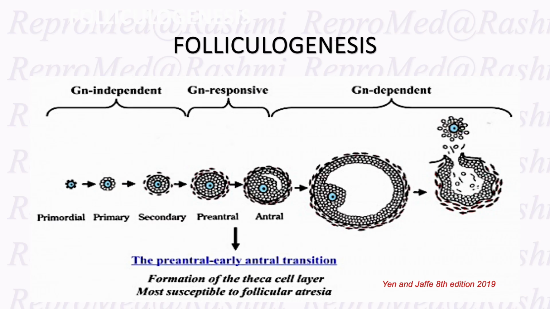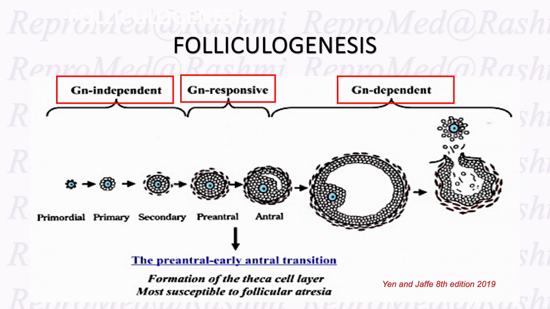Folliculogenesis is divided into 3 phases: gonadotropin independent, responsive and dependent. Gonadotropin independent means the follicles are not under the control of FSH. Gonadotropin responsive means the follicle starts getting FSH receptors, but still is not dependent on FSH. FSH presence or absence does not lead to follicle atresia or growth. While gonadotropin dependent means if FSH is supplied, the follicle starts growing, and if FSH is withdrawn, follicle atresia will happen.